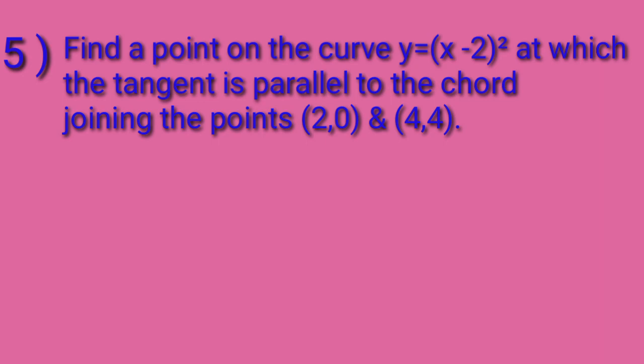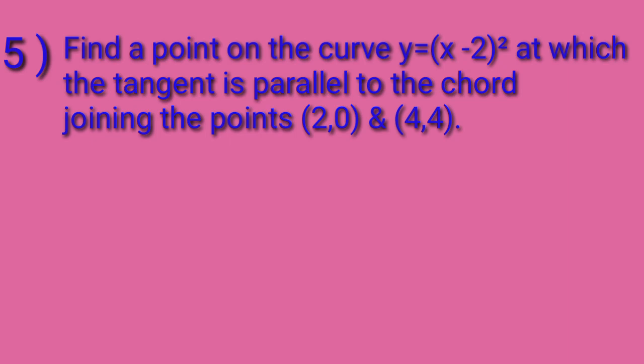Next question. Find a point on the curve y is equal to x minus 2 the whole square at which the tangent is parallel to the chord joining the points 2, 0 and 4, 4. Here also we have to find out the points on the curve and through which the tangent is passing, and a condition is there, the tangent is parallel to the chord joining the points 2, 0 and 4, 4. Tangent is parallel. We know that if two lines are parallel, then their slope will be equal there. So here the tangent is parallel to the chord joining the 2 points.